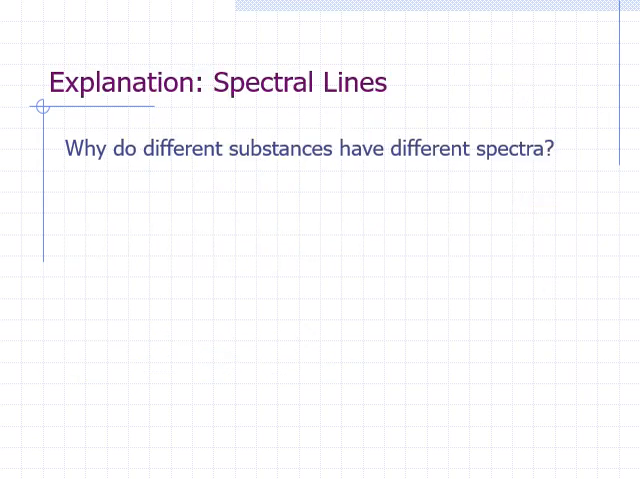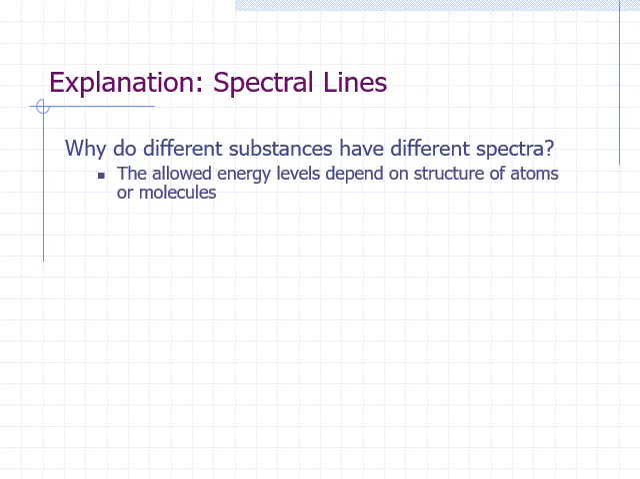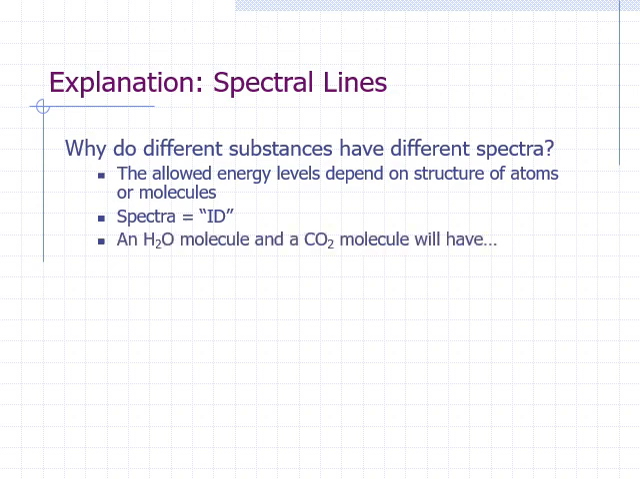Why do different substances have different spectra? The answer is simple. The allowed energy levels depend on the structure of the atoms or molecules. In other words, the spectra serve as an ID or fingerprint for the atoms or molecules that make up the substance. A water molecule and a carbon dioxide molecule will have different sets of allowed energy levels, but all water molecules will have the same allowed energy levels.